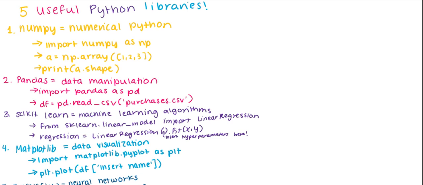The second library I'd like to talk about is called Pandas. Pandas is really important for data manipulation. So basically, you can use it for anything that has to do with your data. For example, if your data is stored on your computer as a CSV file, Pandas will extract it from your computer and store it in a data frame, which you can use in your code.